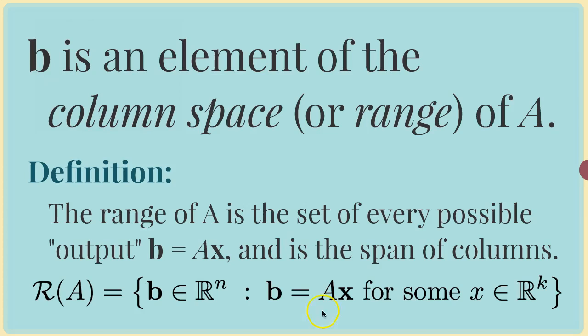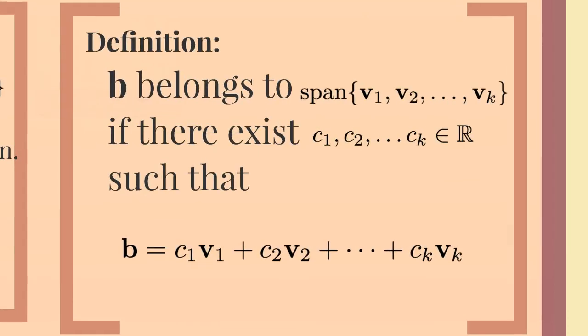What that means is it's the set of every possible output, b is equal to A times x. So it's a set of every b vector that I can make by multiplying A by some x vector. We call that set the range of the matrix, or sometimes the column space of the matrix, because it's the span of the columns.